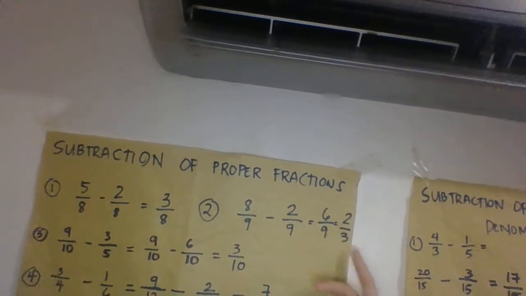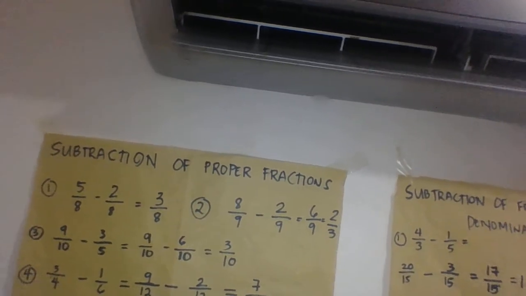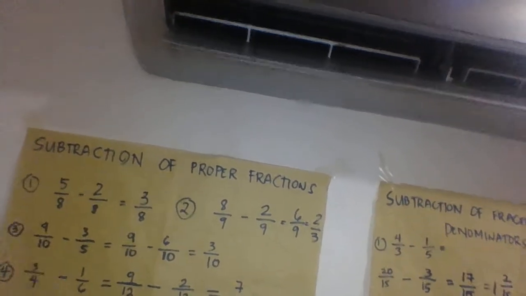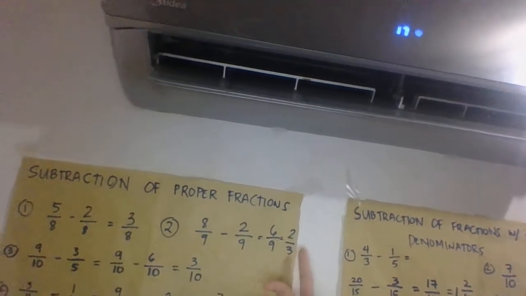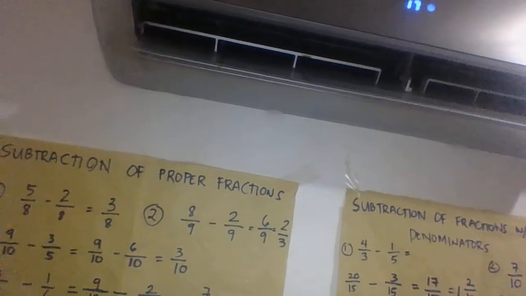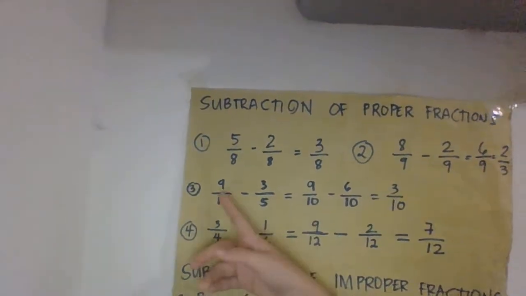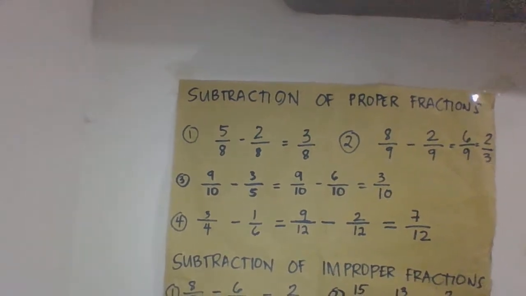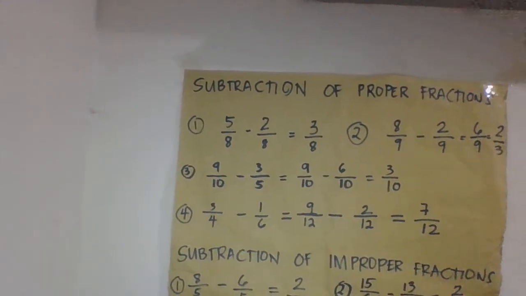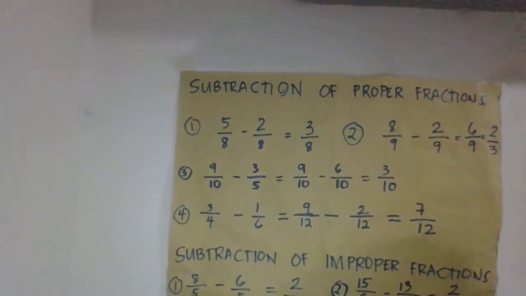But we need to find the lowest term. The lowest term of 6 over 9 is 2 over 3. Number 3. 9 over 10 and 3 over 5. Since the denominators are not the same, we need to find the LCD.